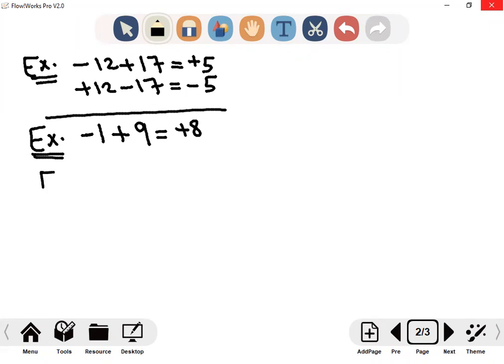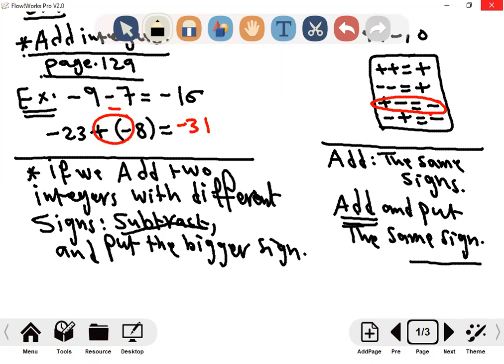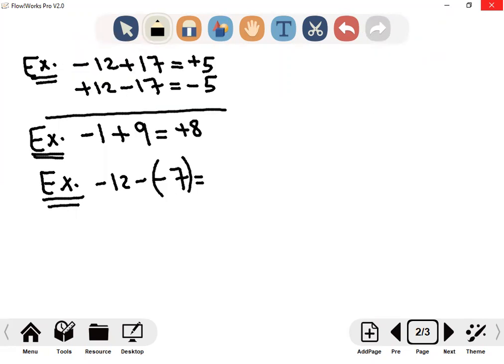For example, focus here very well. 12 minus minus 7. So how many minus signs do we have here? Followed by each other, right? We will use what? The box, right? Let's go to the box. If we have two negatives followed by each other, we replace them with what? With positives. So here I will replace these two negatives by what?